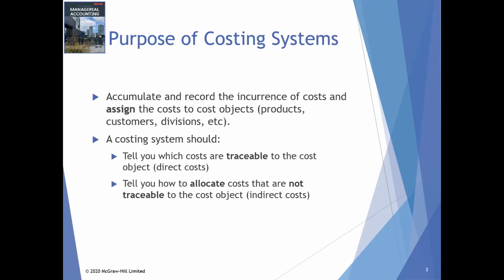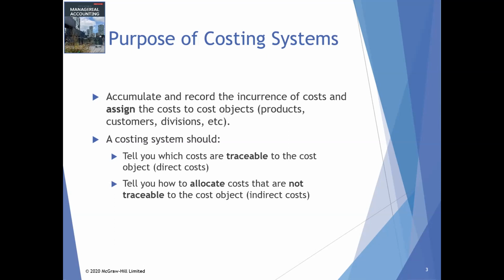Now, what is the purpose of a costing system? The purpose of a costing system is to accumulate and record the increments of cost and assign the cost to job objects or cost objects, like products or customers or divisions, for example. So what are the products that we have produced? For that particular product, there is some cost, so we need to record and calculate that cost.